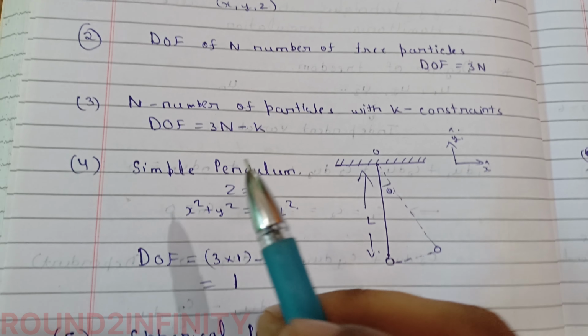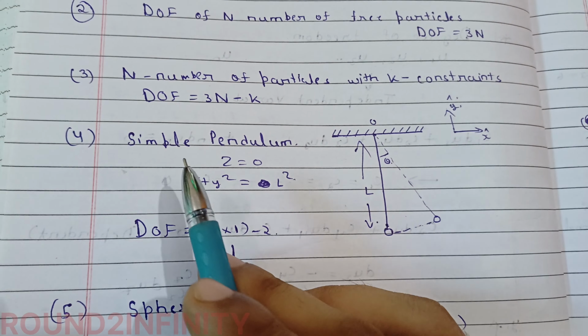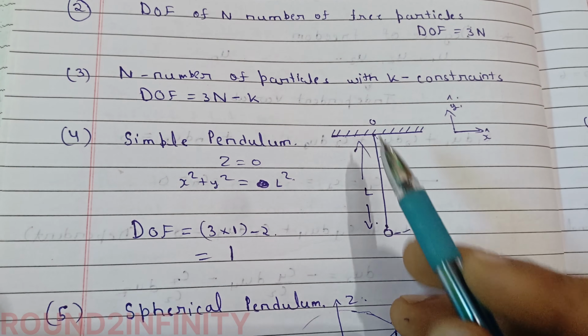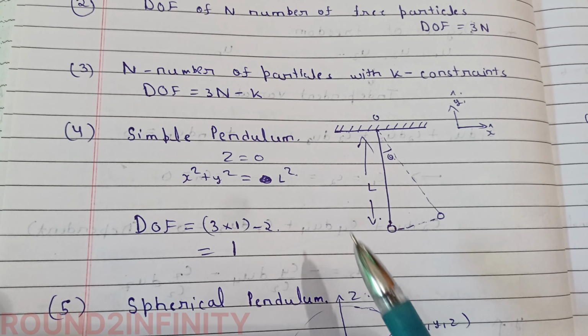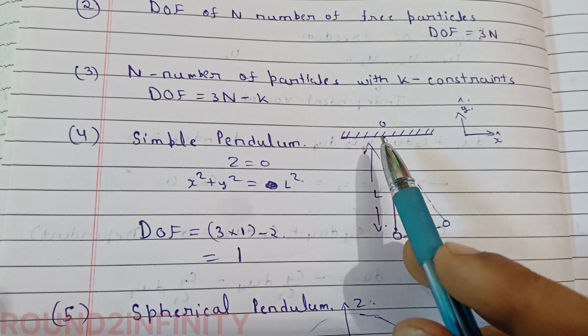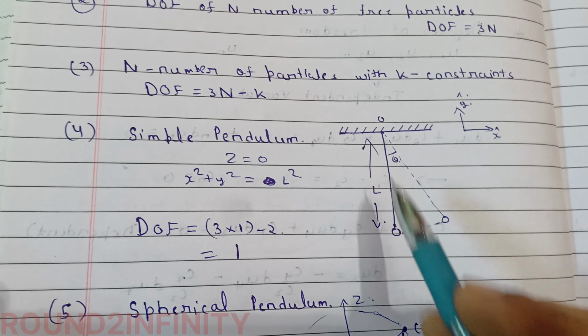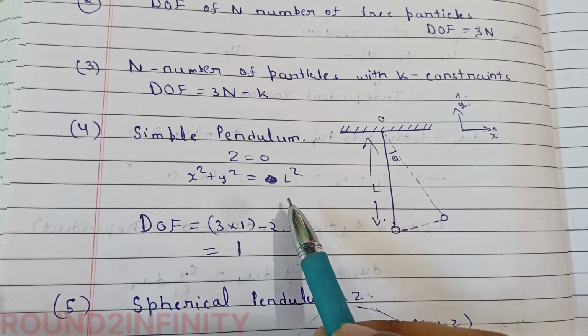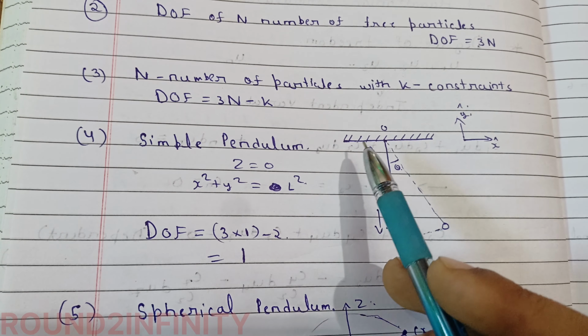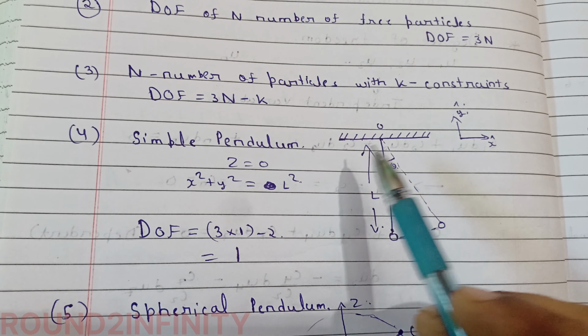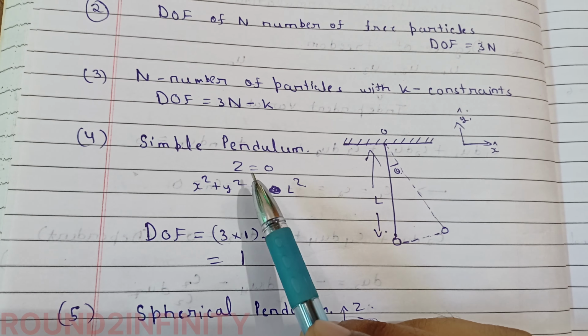So let's see one example. Let's see, we have a simple pendulum, oscillating about a point on the wall. So this bob, this length is fixed, so one of the constraints is x square plus y square equal to l square, we know this. And it is moving in the xy plane only, so z will be 0, so this will be your second constraint.